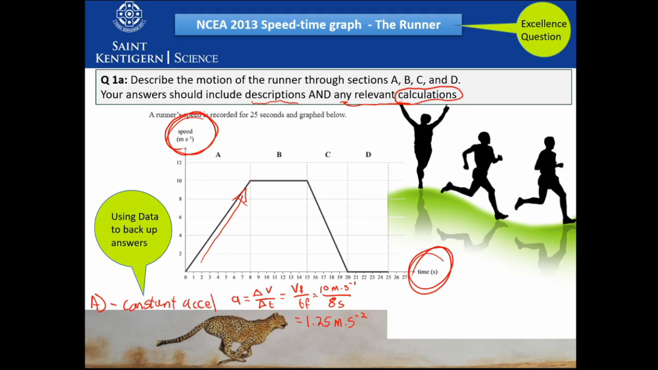Now during section B, 10 meters a second at the beginning, and that's velocity initial, and velocity final was 10 meters a second. Was there any change in the velocity? No. So section B is constant velocity. Okay, so there's no acceleration, no net force. So forces are balanced.